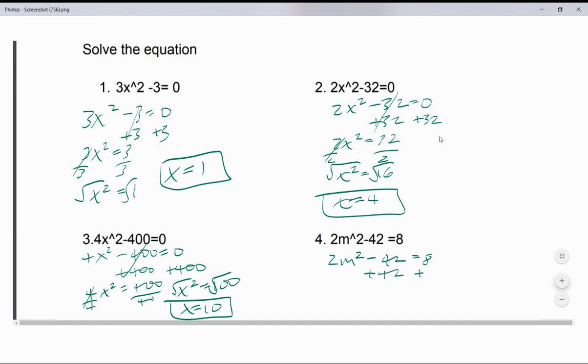Plus 42, plus 42. 2m squared equals 50. Divide that by 2. So m squared equals 25. Let's square root both sides, which means m equals 5.